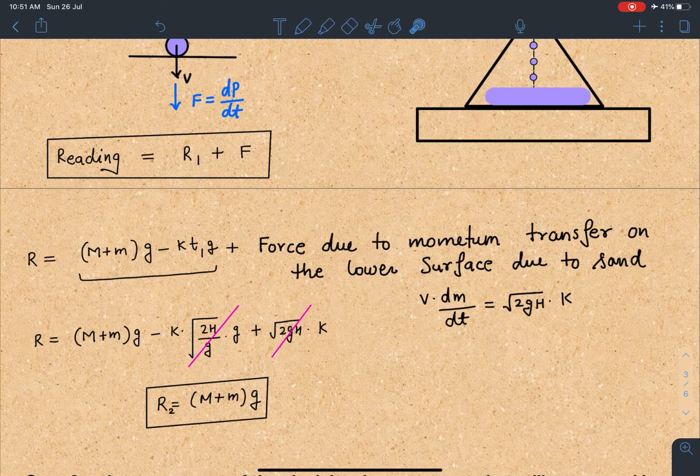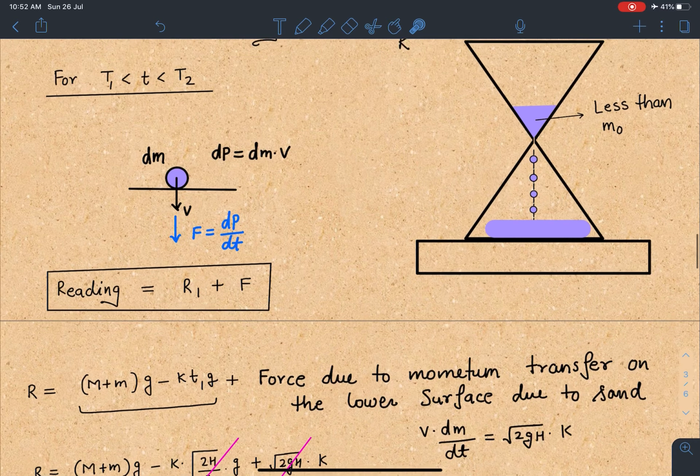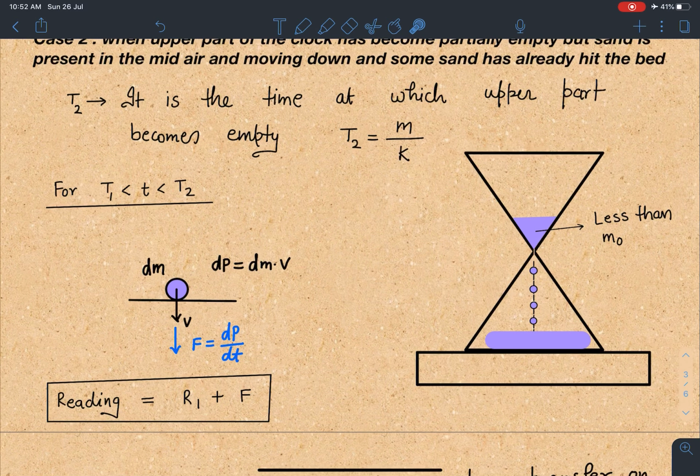That means the reading of this weighing machine becomes the actual weight of it during the situation when it has left this part, but still some sand is there in the upper part and this sand is hitting. So suddenly, due to this hitting part, the reading reaches the original value, the actual value of the weight. So this is the situation in the time interval of t1 to t2.